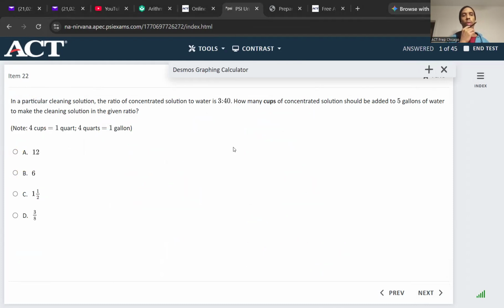In a particular cleaning solution, the ratio of concentrated solution to water is 3 to 40. So let's make sure we see that. The ratio of concentrated solution is 3, and water is 40. Within this, and they're not telling you this in the problem, the total would be 43, right? So your parts would be solution 3, water 40, total 43, because you put in solution and water to make your cleaning solution.